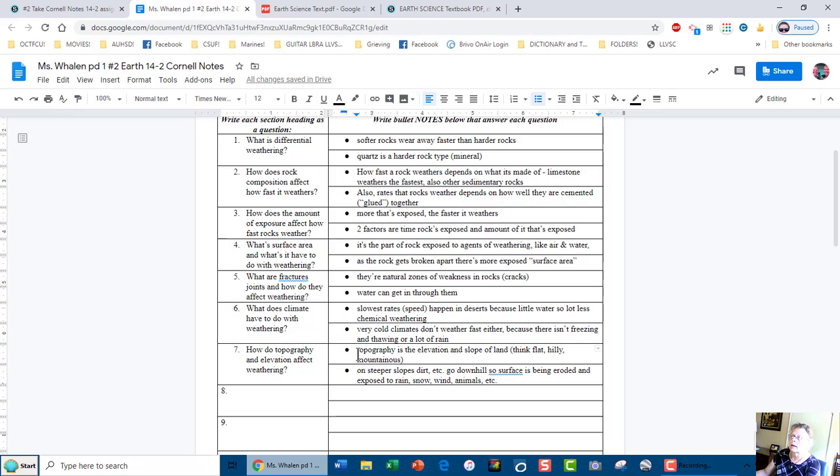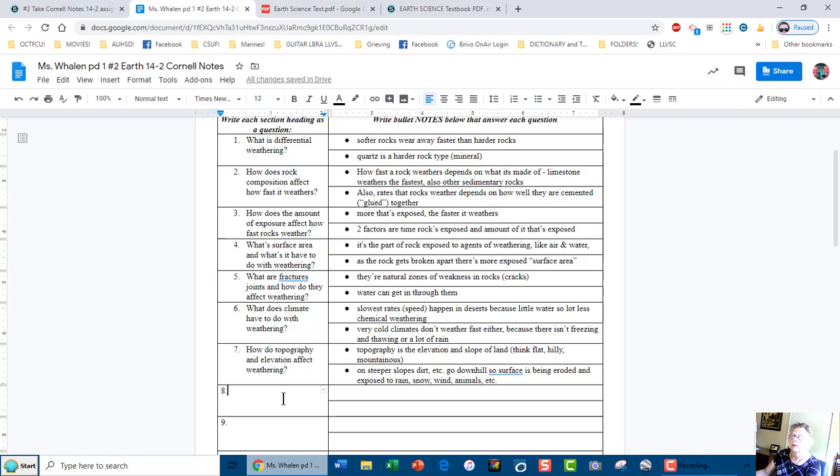And then I put topography, what it is, and then on steeper slopes, think about dirt going downhill, which means there's more exposure. You've probably seen this, like after a rainstorm we had a couple weeks ago, there were a lot of areas with little channels or rivulets where the dirt was washed away.